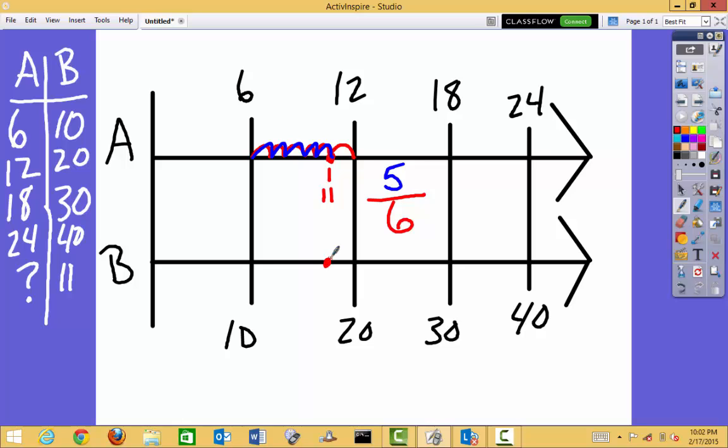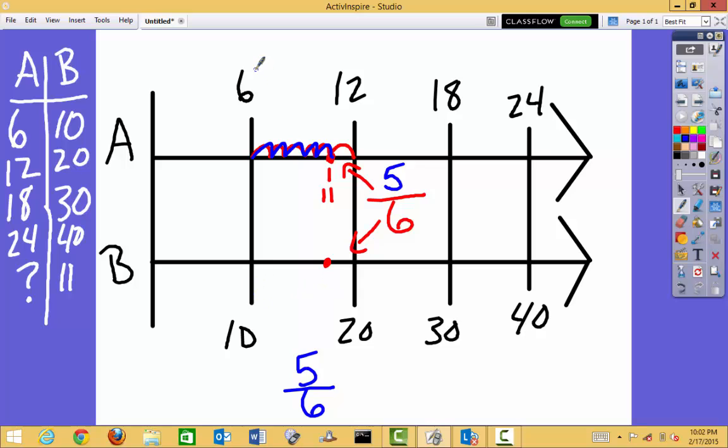How far is this dot away from 10? Well, it is also 5/6 of the way. I've moved 5/6 of my number line. But I need to figure something out now. Now I need to figure out what is 5/6 of however big this bottom part is.